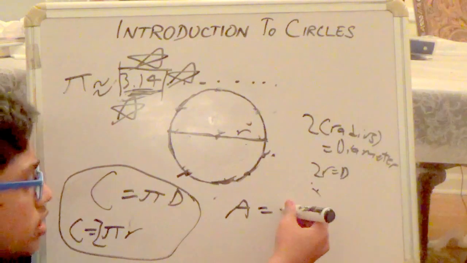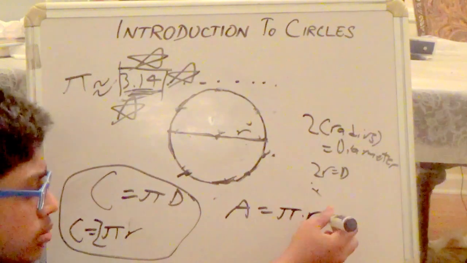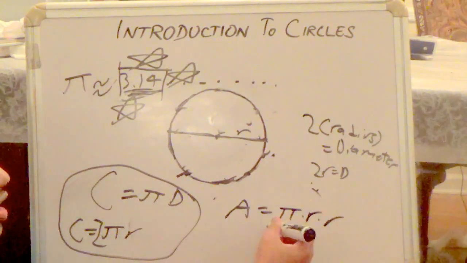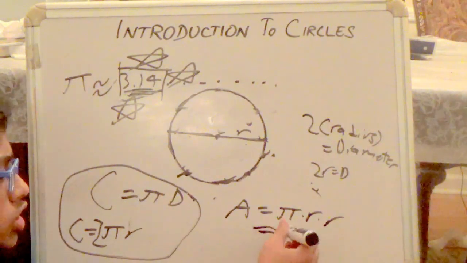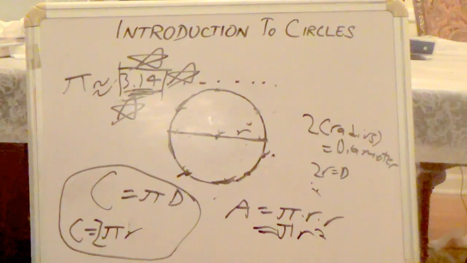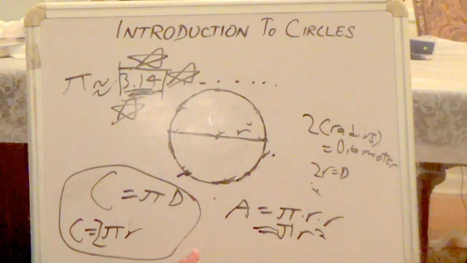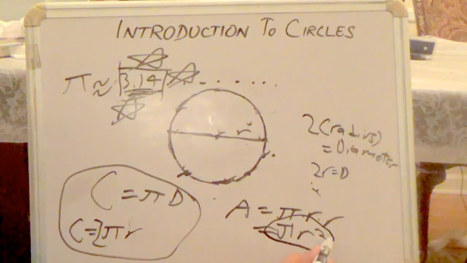Okay, so the area is pi times the radius again. So the area is pi r squared. R is the radius, the distance from the center to an endpoint. So the area of the circle is pi r squared. Just remember that. You have that remembered?